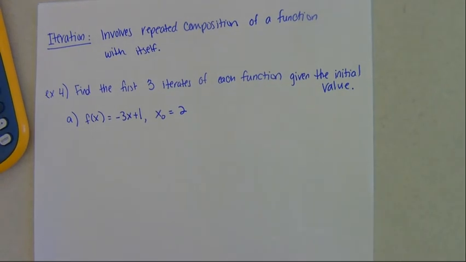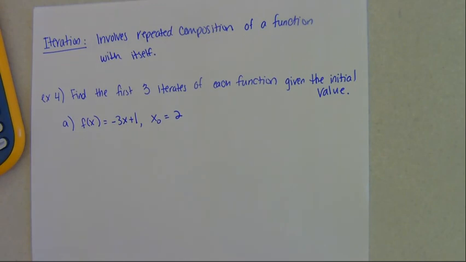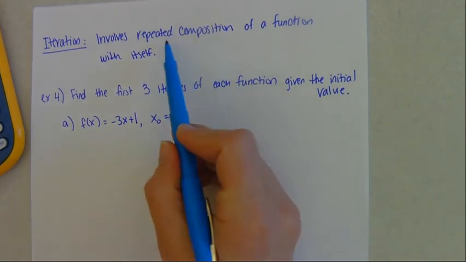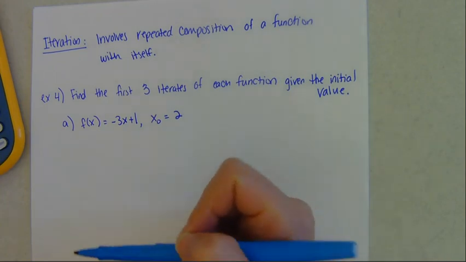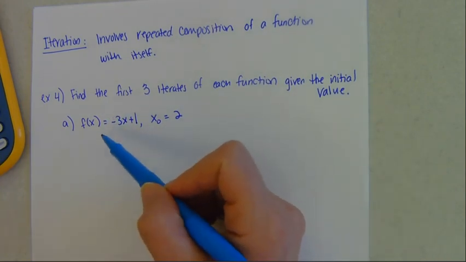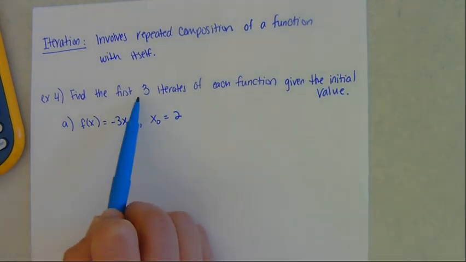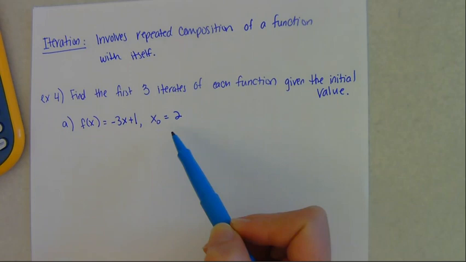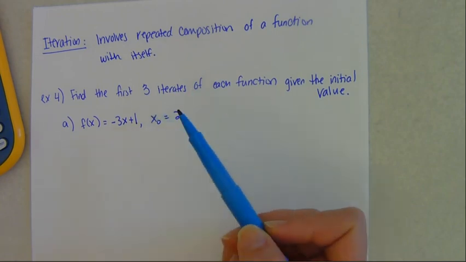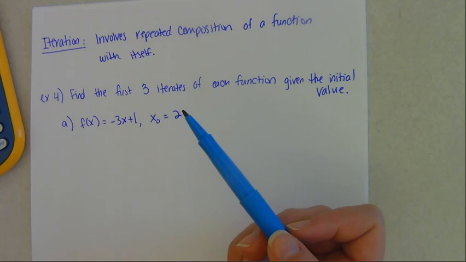All right, so the very last part of this is just talking about an iteration. An iteration is very similar to that of a recursive sequence. It's just that it's the repeated composition of a function within itself. It's because we're dealing with functions now instead of sequences. That's really all it is. So if I ask you to find the first three iterates of a function given the initial value, now we have that x sub 0, or whatever the starting value is that they want us to start with.